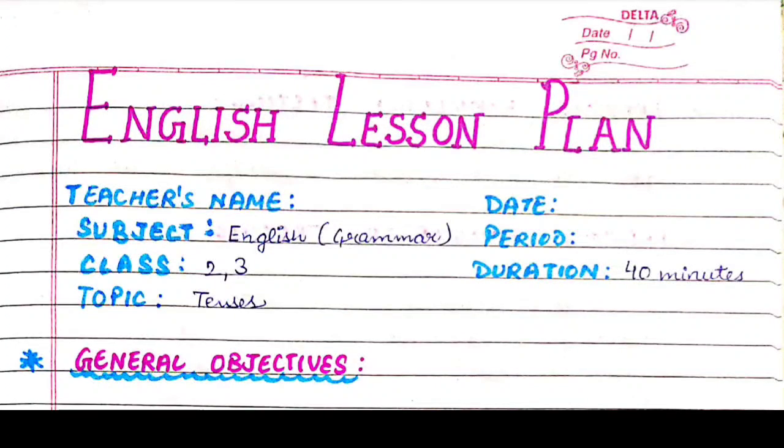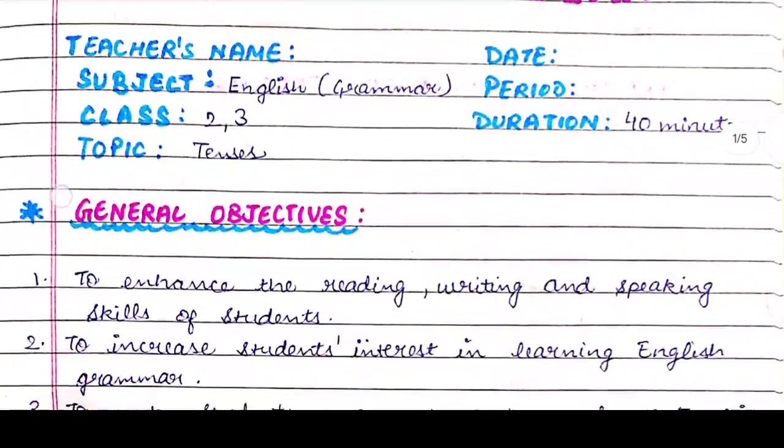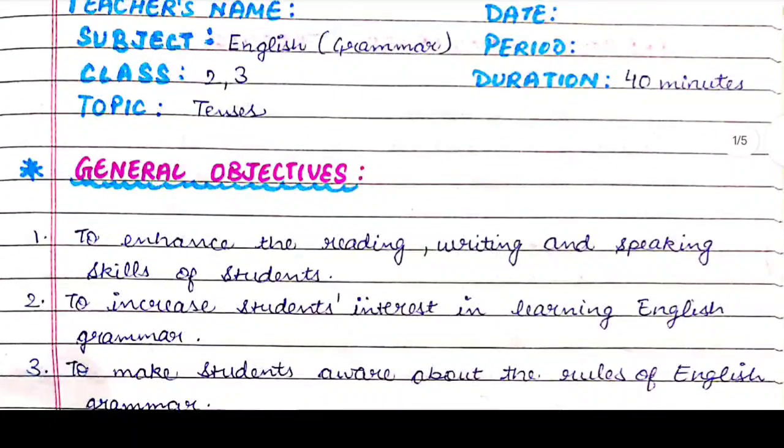Today's topic is tenses. Then we write the date on which you will be teaching this chapter. Then we write period and then duration. It will take approximately 40 minutes for us to teach the topic, so I have written here 40 minutes. Then we write general objectives. This is our next heading.